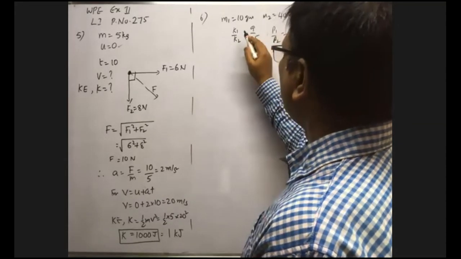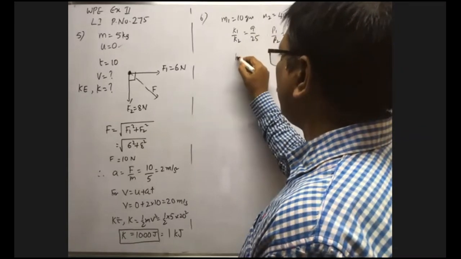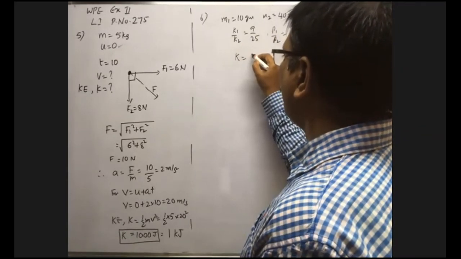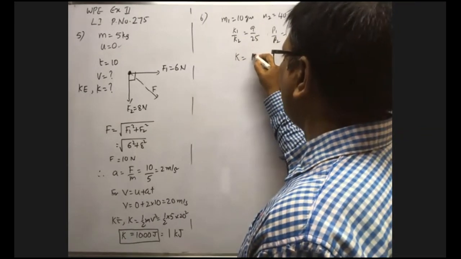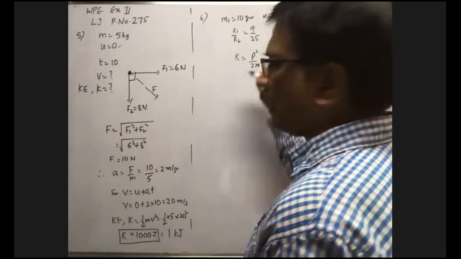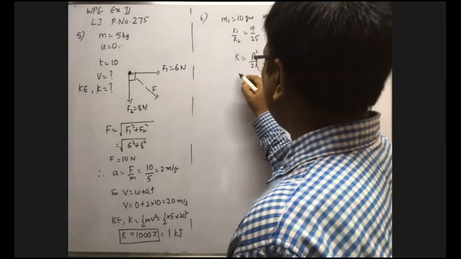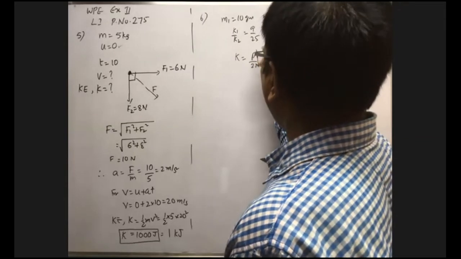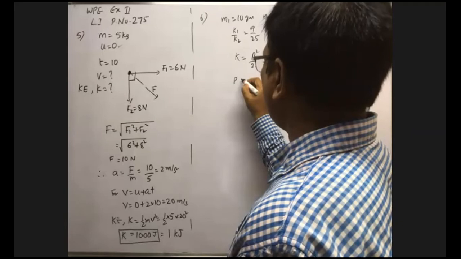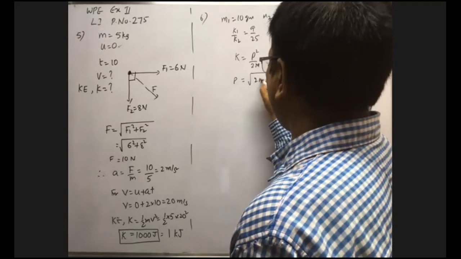What is the relation between kinetic energy and momentum? Already we have the relation between kinetic energy and momentum, no? Kinetic energy K is equal to P square by 2m. Already I said in the class. Therefore, from this, since they asked the ratio between the momenta, P is equal to root of 2m into K.